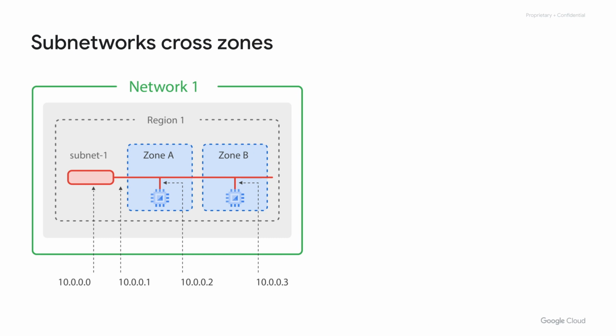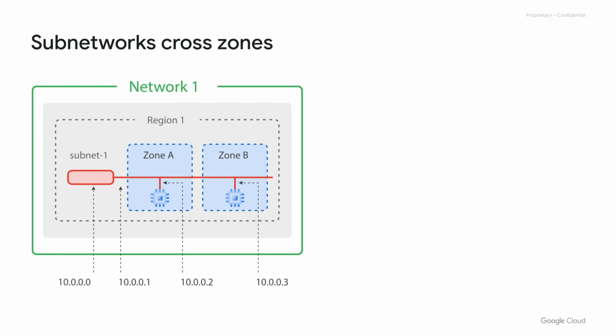I mentioned that subnetworks work on a regional scale. Because a region contains several zones, subnetworks can cross zones. This slide has a region, region 1, with 2 zones, Zone A and Zone B. Subnetworks can extend across these zones within the same region, such as subnet 1. The subnet is simply an IP address range, and you can use IP addresses within that range.